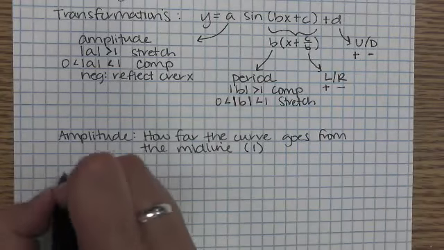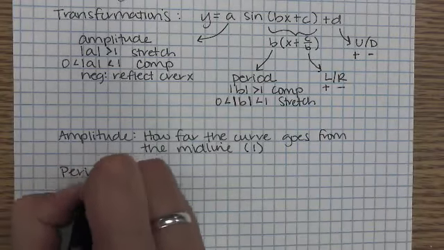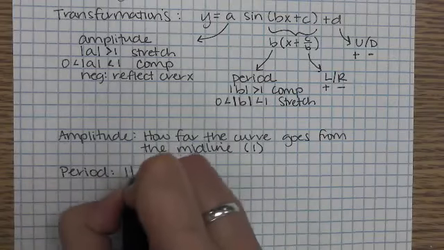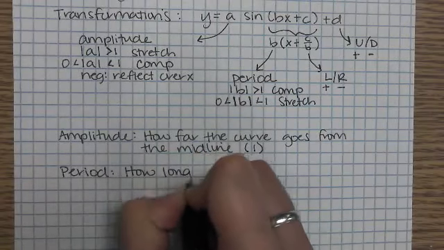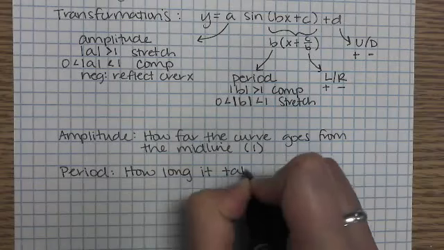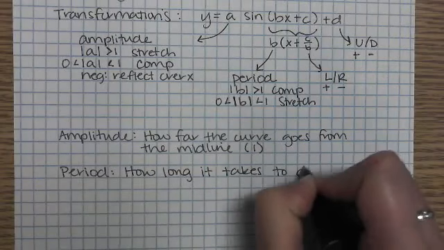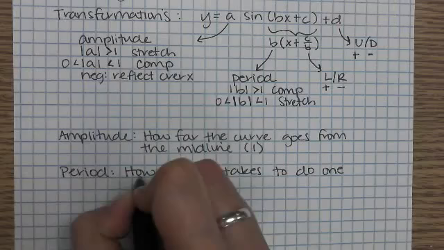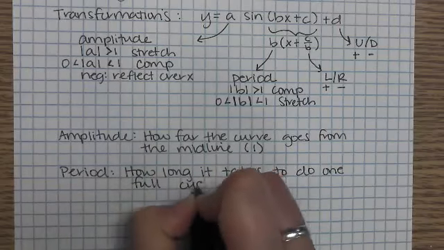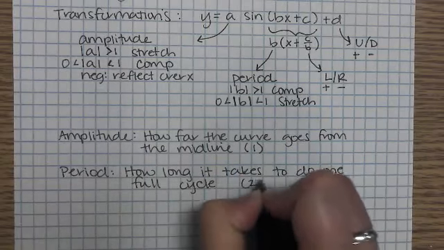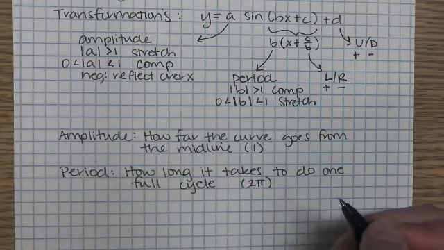The period of the graph is how long it takes to do one full cycle. And a typical graph would be 2 pi. We would start the curve and then go through the cycle and end the curve at 2 pi.